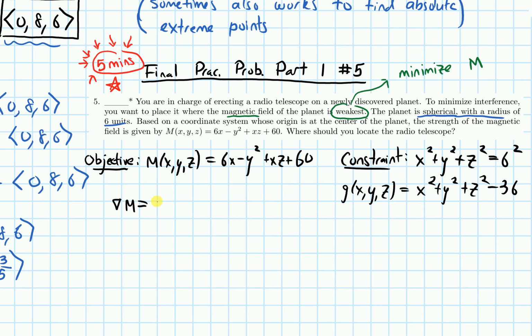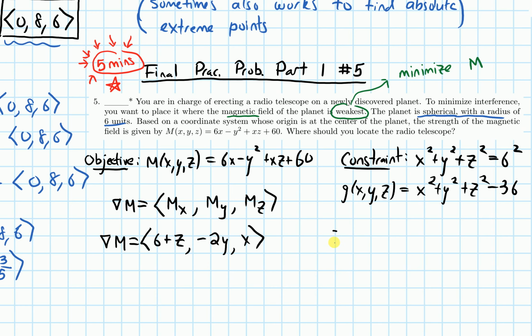All right, so next I need to find some gradients. So the gradient of m is 3 variables. It would be the partial with respect to x, comma, the partial with respect to y, comma, the partial with respect to z. Okay, and then evaluating this, the partial with respect to x is going to be 6 plus z. The partial with respect to y is negative 2y. And the partial with respect to z is x. Okay, so similarly, if I take the gradient of g, this one's easier. This is going to be 2x, comma 2y, comma 2z.